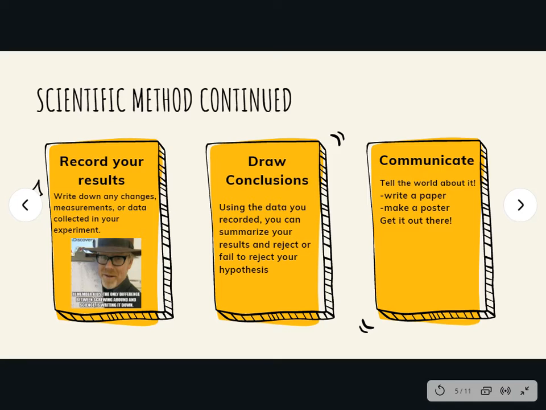And finally, our last step is to communicate. What's the point in doing science if you can't tell the world about it? And there's a lot of different ways to do this. A lot of scientists write a paper. Some of them do poster presentations. A lot of them do both. Some of them have lectures or symposiums where they announce their scientific discoveries to the world. There are a lot of different ways to communicate data, to communicate your experience.